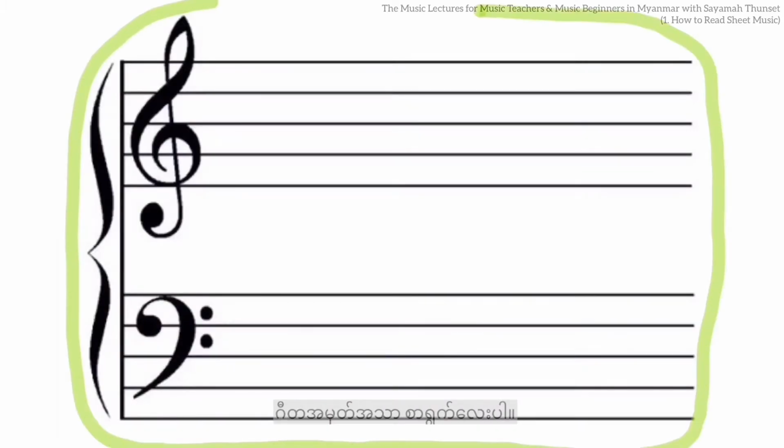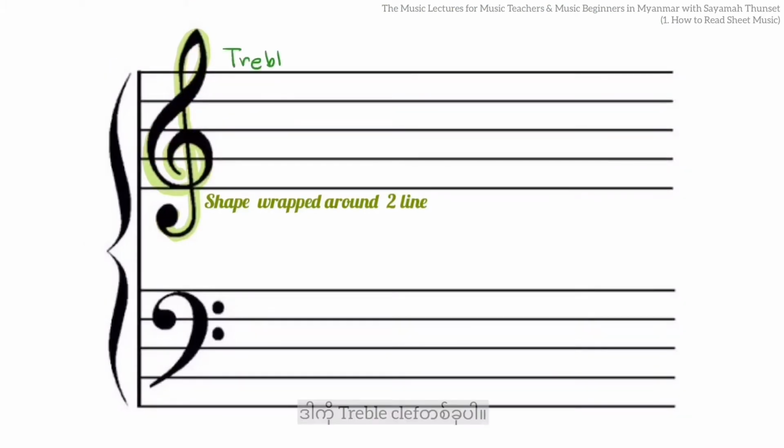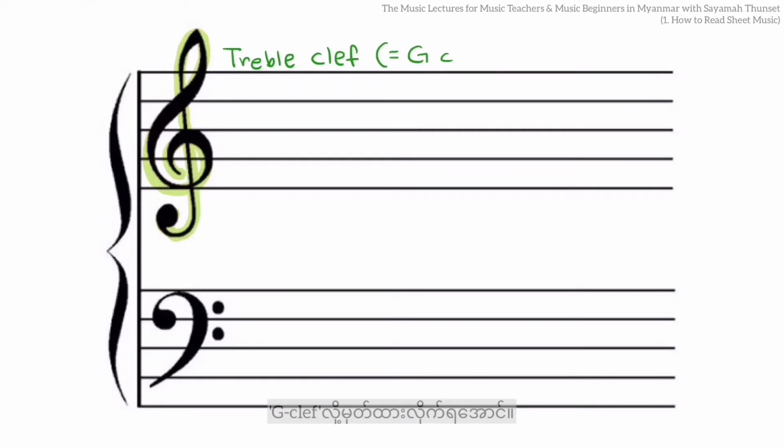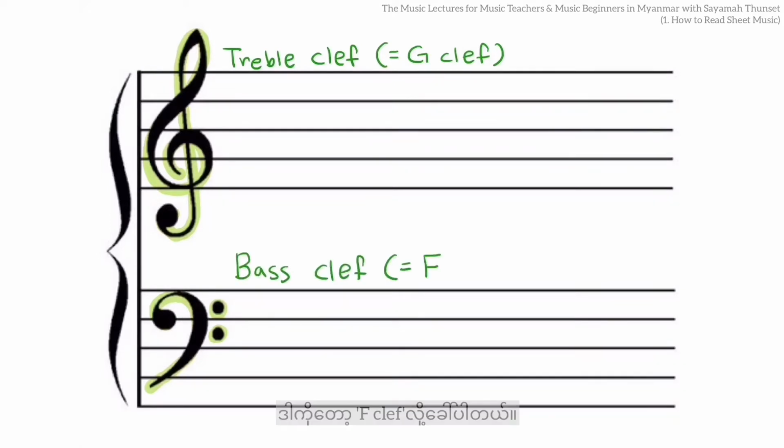This is the sheet music we usually see. It is called the grand staff. Do you know the name of this shape wrapped around like this? This is a treble clef, but let's memorize it as G clef. This is a bass clef. Drawing starts with the large dot on the fourth line. This will be called F clef.